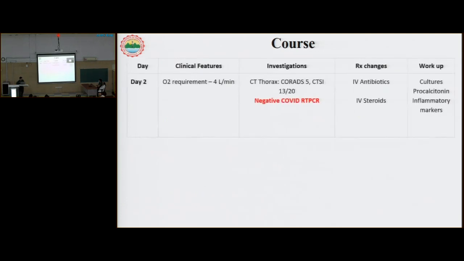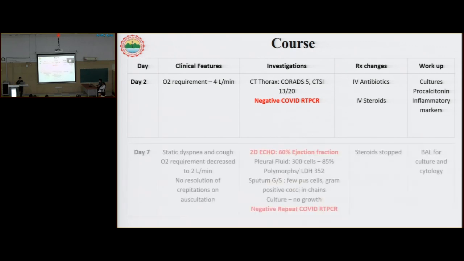This is the hospital course in which initially the patient did require oxygen at 4 liters per minute. We had an initial report, COVID RT-PCR negative on the first day, but we started antibiotics and steroids nevertheless. By day 7, we had another negative RT-PCR COVID report, and 2D echo had ruled out any chances of heart failure. By this time, the patient had received 5 to 6 days of dexamethasone. His oxygen requirement had decreased, but he still had fever, dyspnea, and cough.